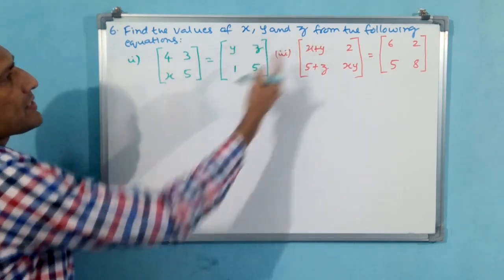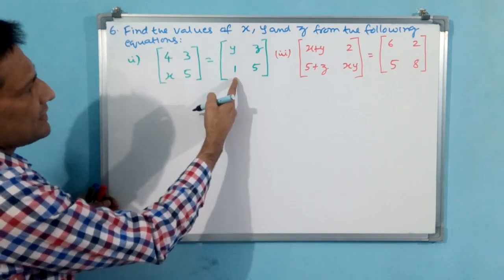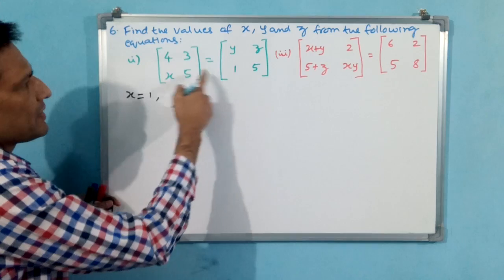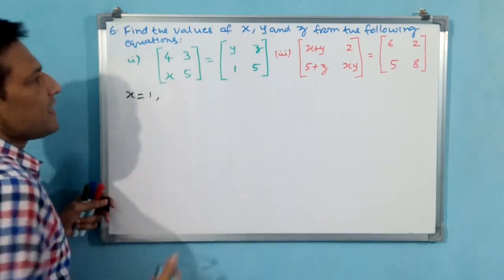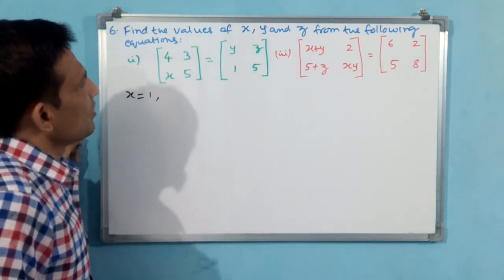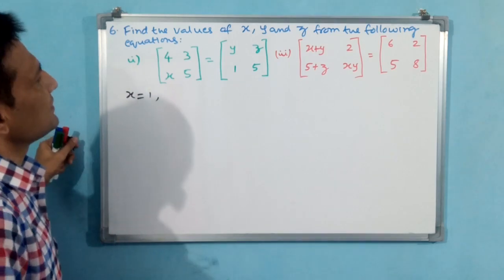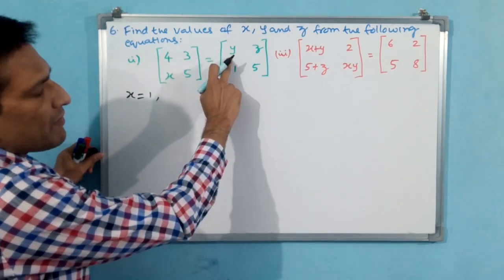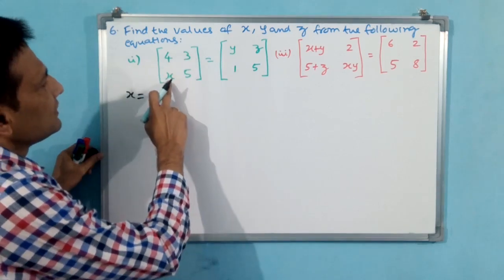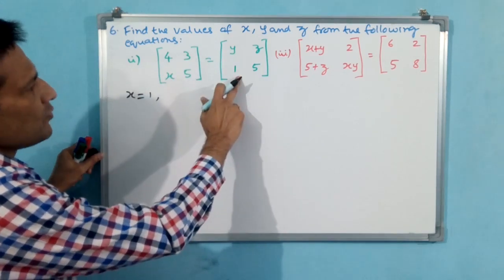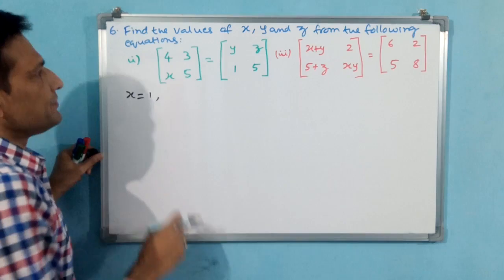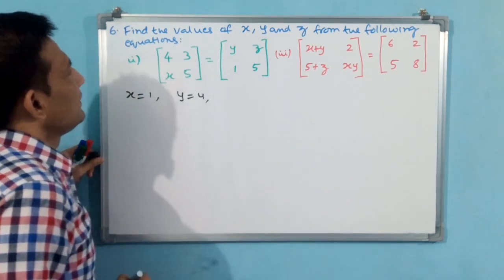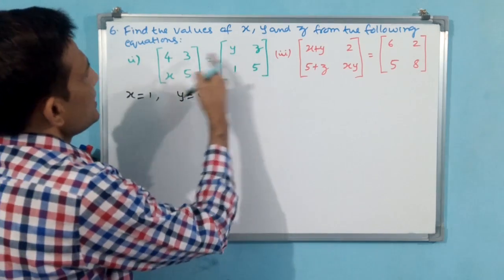See, x, y, z is asked. First, x is 1. Why? Because there is no other place where x is there to prove 2 times? No. Then x is 1, fixed. Then y also, you see a11, a11, this is a21, a21, the elements. Now y is equal to 4. This is also over. Now z is 3.